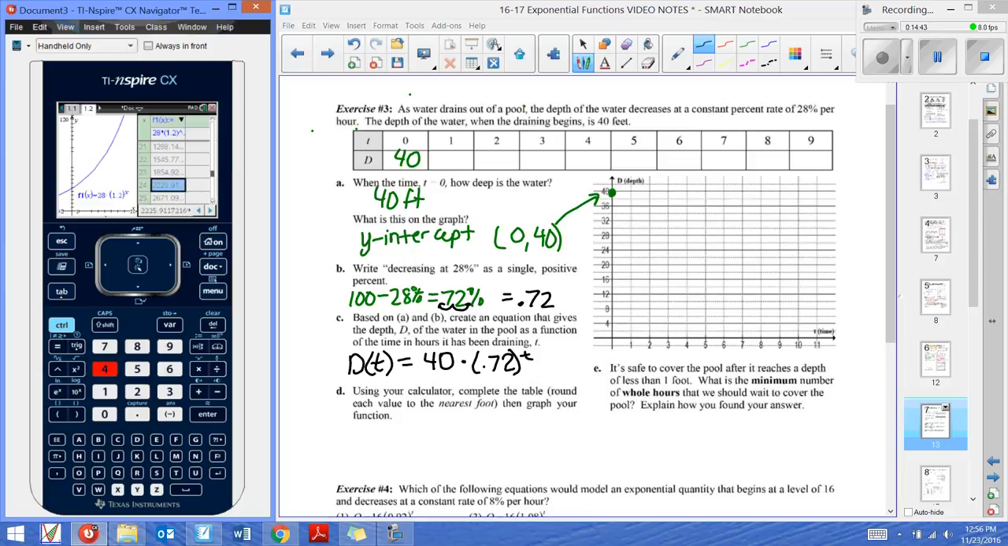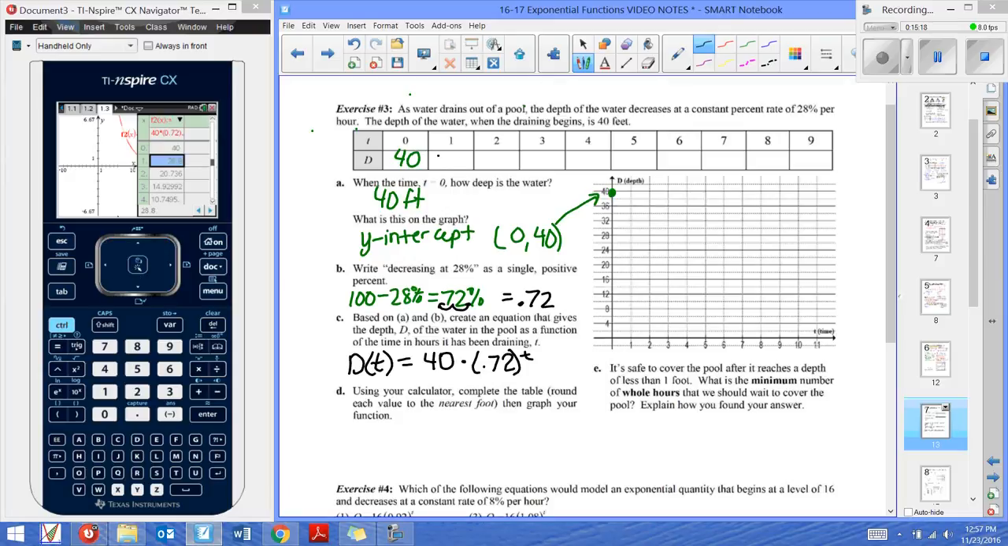All right, now we can go back to our calculator. Actually, I'm just going to add a new page since we're working in the same lesson, and we're going to type in 40 times 0.72 to the, in this case, x power. Hit enter, and it looks like we need to complete the table of values. Here it says round each value in the table to the nearest foot, which is slightly different from what we did before, but let's follow directions. So 0 is 40, 1 would be 29, 2 would be 21. Take a minute and fill in the rest of this table on your own.